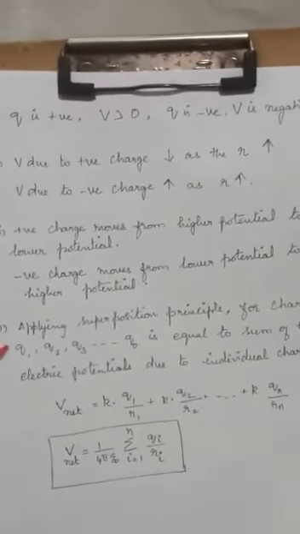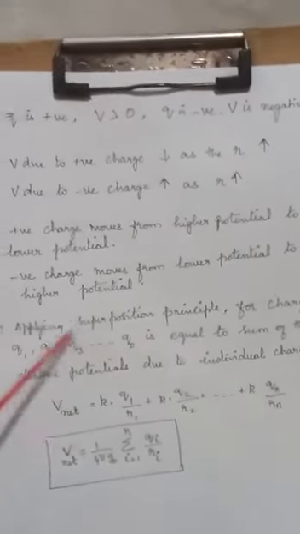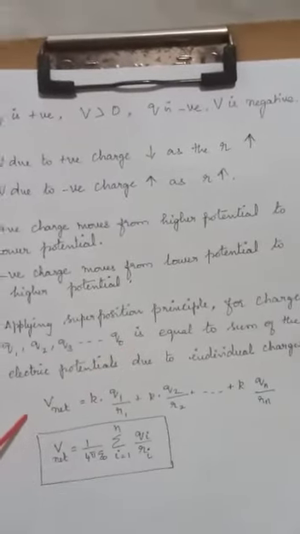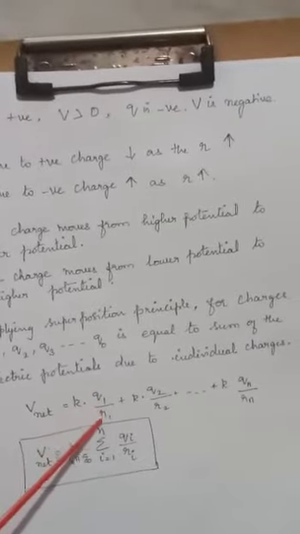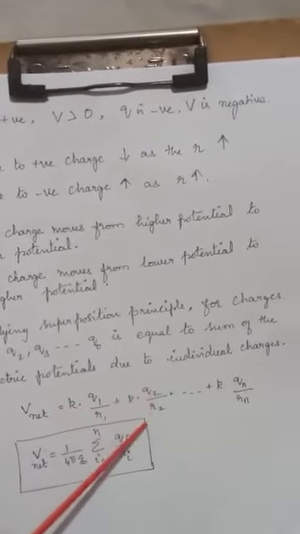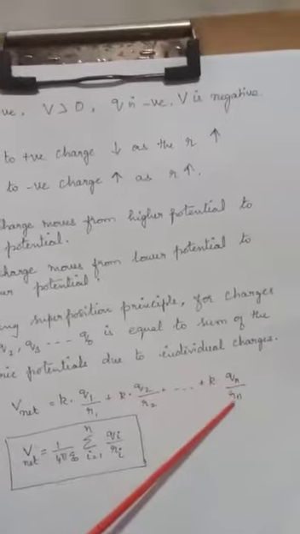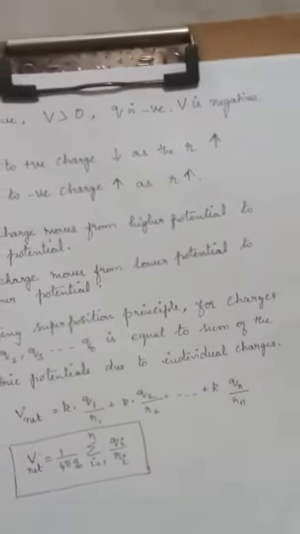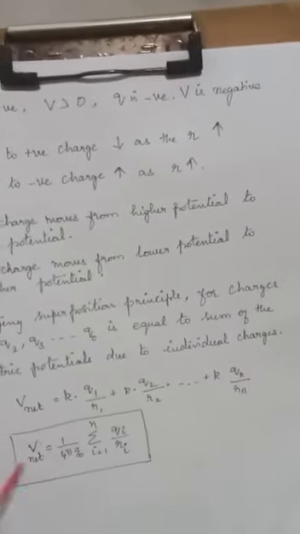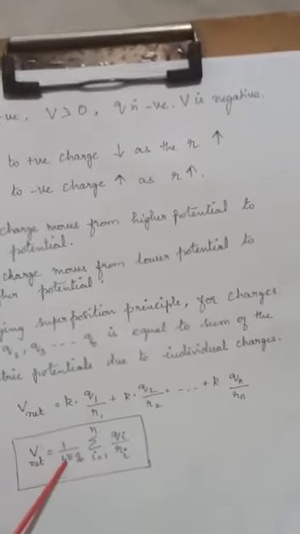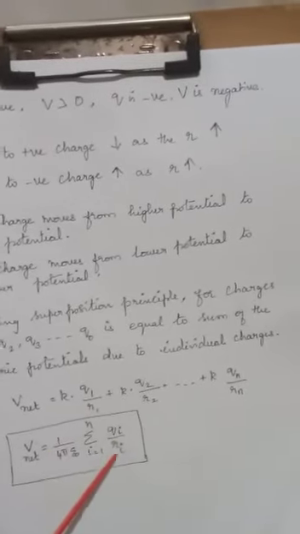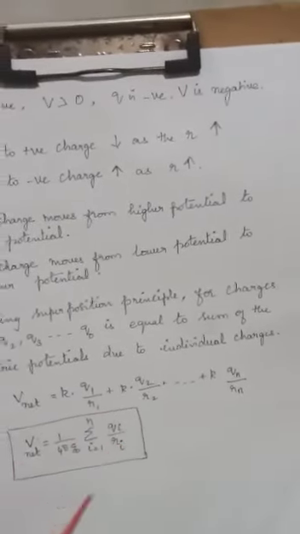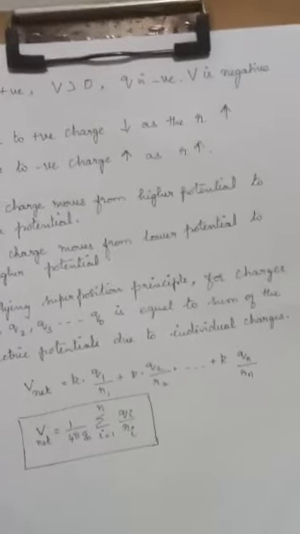Then if I need to apply the superposition principle, when I consider n number of charges till Qn, then the net potential will be equal to K into Q1 by R1 plus K into Q2 by R2 till K into Qn by Rn, which can be generalized. This is the generalized form where V net is equal to 1 by 4 pi epsilon naught summation i equal to 1 to n Qi by Ri, which gives you the superposition principle of potential.